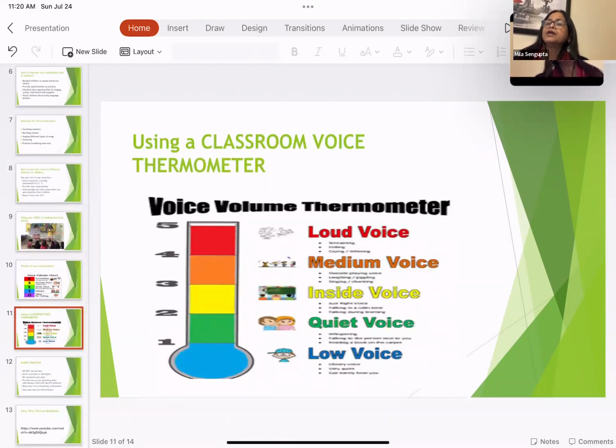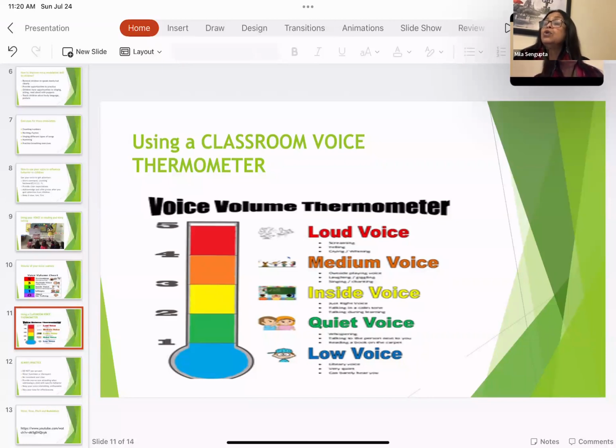Here is another example that I want you to look at. Using a classroom voice thermometer. What does a thermometer do? Practically, it measures our fever. So here we can draw a thermometer and the children can help you color it. It's color-coded and number-coded. So the red or the number 5 is the loud voice, which is screaming.